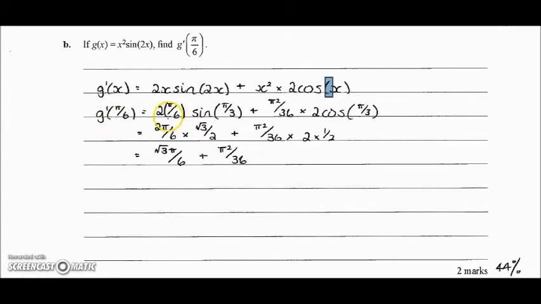So if we sub in pi on 6, we get 2 times pi on 6 sine of pi on 3 plus pi squared on 36 times 2 cos of pi on 3. Sine of pi on 3 is root 3 on 2. Cos of pi on 3 is a half. Make sure you know your exact values. Simplify that a little bit and you get that.